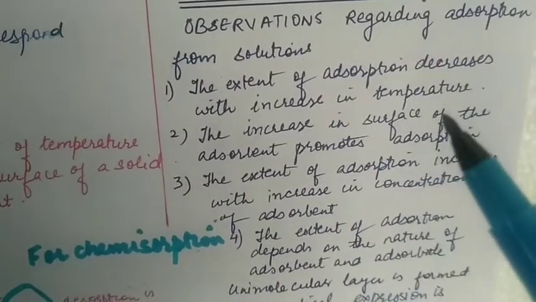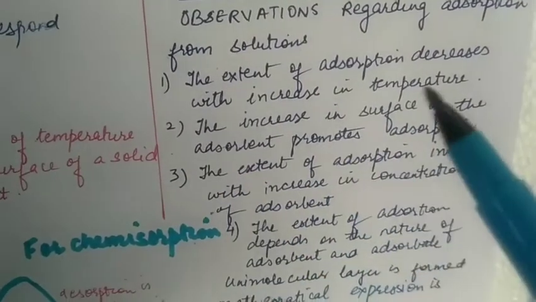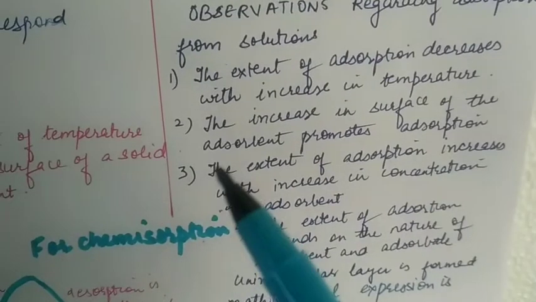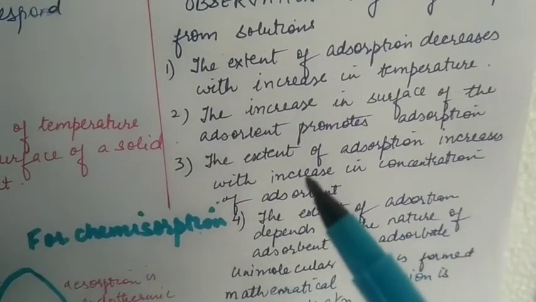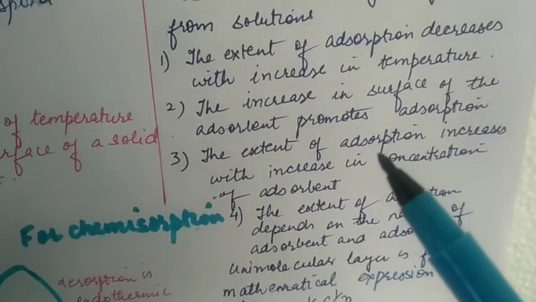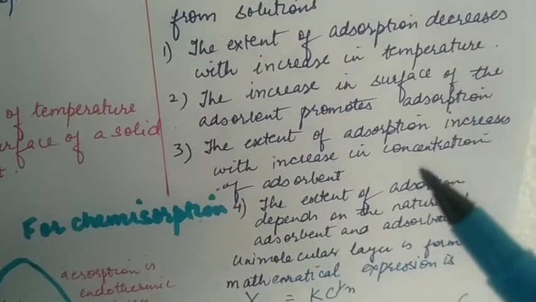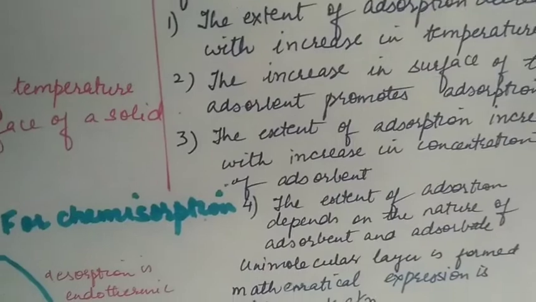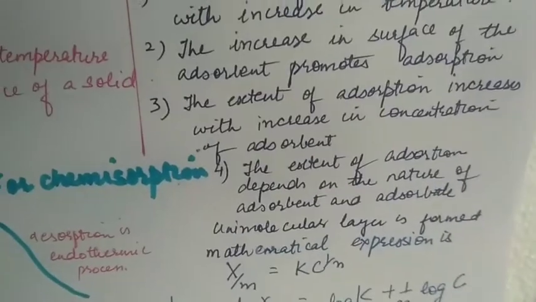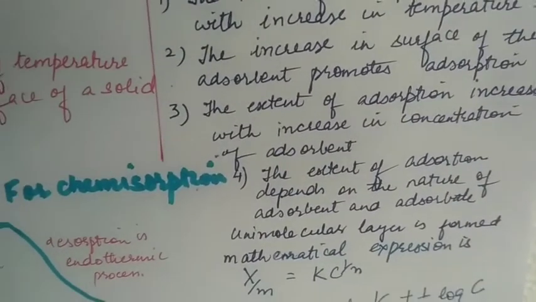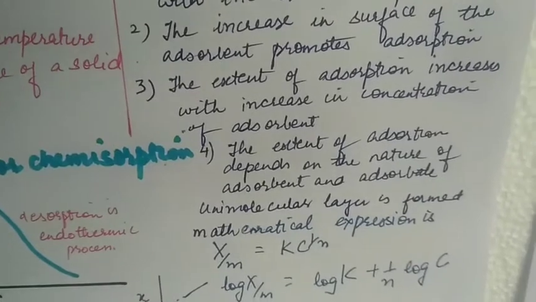The following observations are made. The extent of adsorption decreases with increase in temperature. The increase in surface of adsorbent promotes adsorption. The extent of adsorption increases with increase in concentration of adsorbate. And the extent of adsorption depends on the nature of adsorbent and adsorbate.